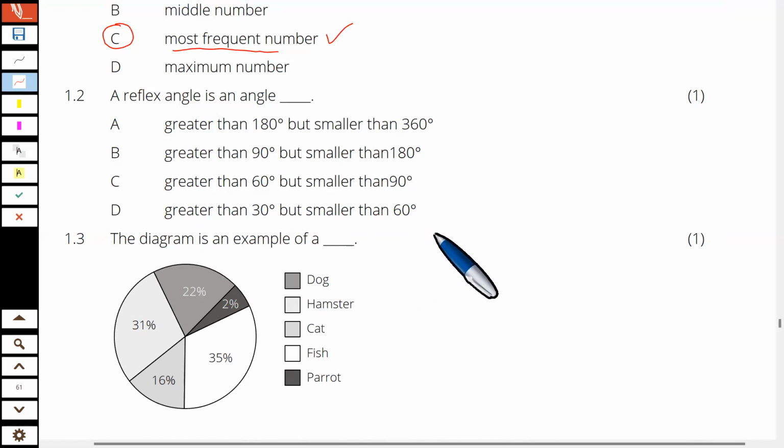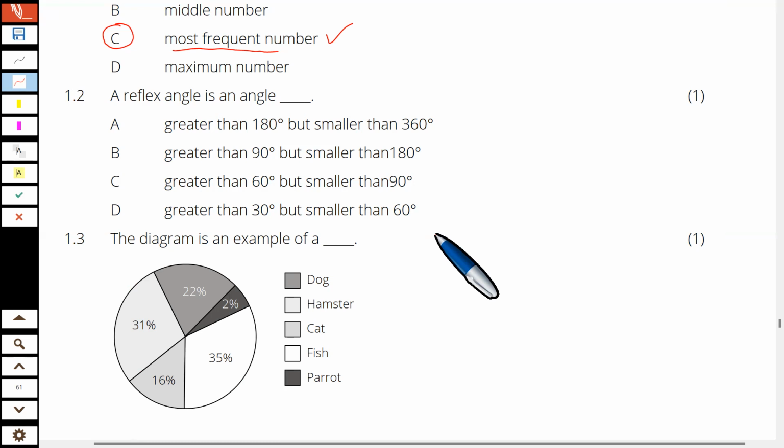I think it is A. Greater than 180, but smaller than 360. Right. So we're looking at that one there. We're dealing with the reflex angle, obviously, in exactly 1.2, and you think the answer is greater than 180 but smaller than 360. That is a reflex angle there.